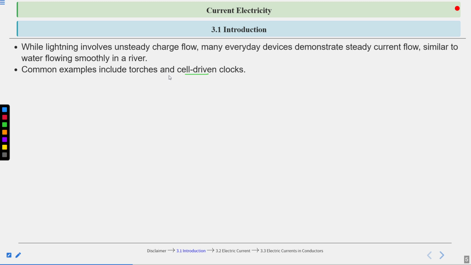So can we say that only household appliances use electric currents? No. These torches and these cell-driven clocks also work on electric currents, but that electric current is very small as compared to the electric current that our normal household electric appliances, like fans or tube lights, are using.